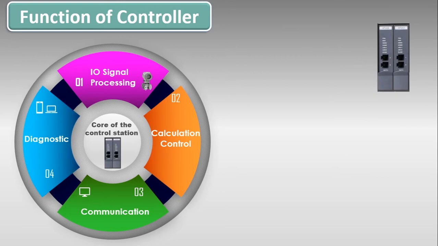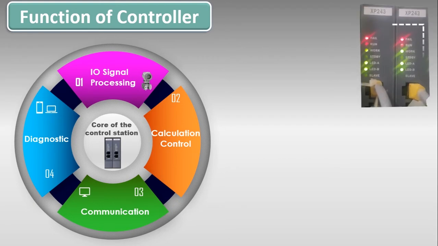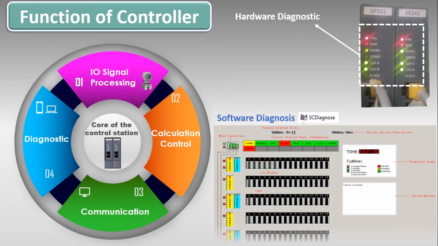Also, the diagnostic function is held by the controller. Both hardware and software diagnostics are held by the controller. In the hardware diagnostic, you can see the LED lights on the controller. With the LED indication, you can find the errors in the control system. Also, software diagnostic is done by the software SCDiagnose, through which you can find the real-time condition of the system. You can find the status of the controller, data transmission module status, I/O module, SCNet communication, S-bus communication, etc.